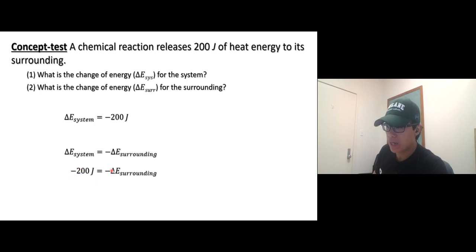Do the math right there. So negative, you get positive. So the energy change of the surrounding is positive 200 joules. So the surrounding gains the energy. Okay, so it's just about the sign. If you understand the sign, who loses energy or gains energy, you get it.